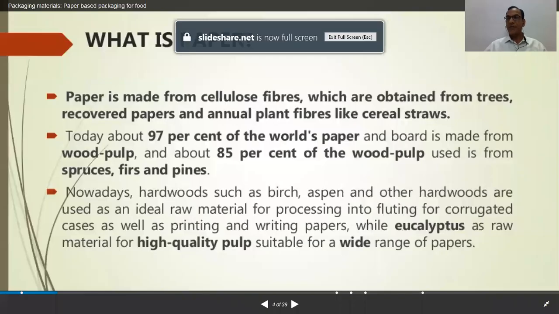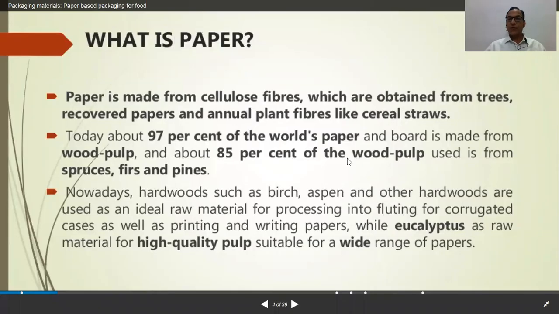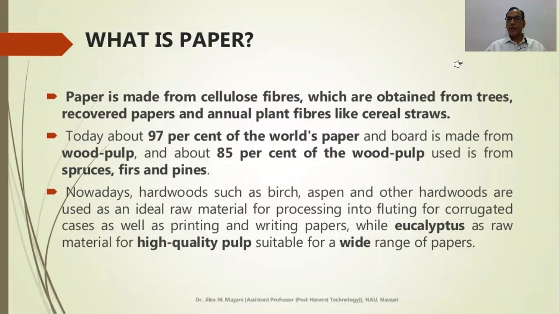So what is paper? I already told you so many times in my previous lectures that it is made from cellulose fibers, which are obtained from trees, recovered papers, and annual plant fibers like cereal straws. Today, about 97% of the world's paper and board is made from wood pulp, and about 85% of the wood pulp used is from spruce, firs, and pines.